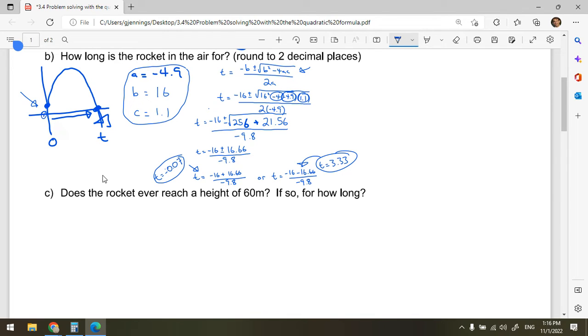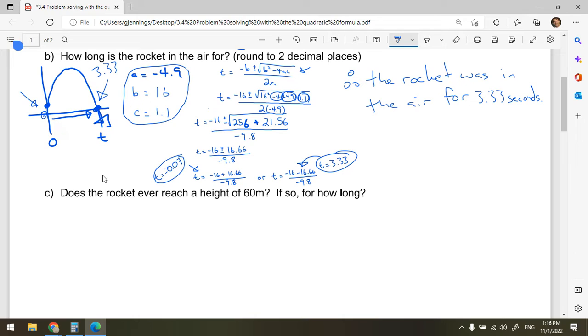Let's find out where. So when? Well, it came down after 3.33 seconds. This value here is the other one. That's 3.33. So therefore, the rocket was in the air for 3.33 seconds. Because it clearly wasn't in the air for 7/100ths of a second.